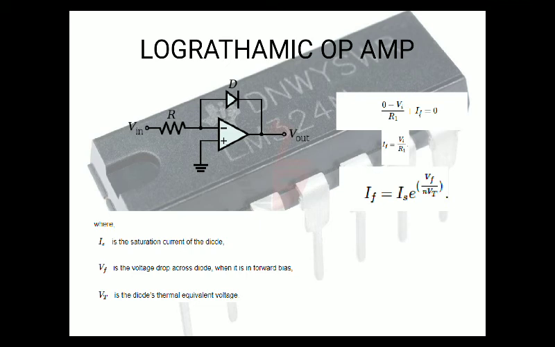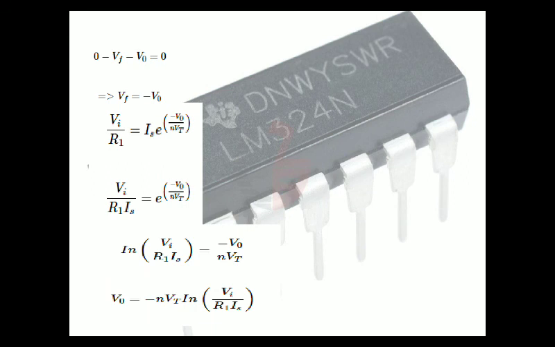And then logarithmic op-amp. Here IF is derived. IF is equal to Is e to the power Vf divided by n Vt, where Is is the saturation current of the diode, Vf is the voltage drop across the diode when it is forward biased, Vt is the diode's thermal equivalent voltage, and it is the output voltage derivation. Output voltage V0 is equal to minus n Vt ln Vi divided by R1 Is.